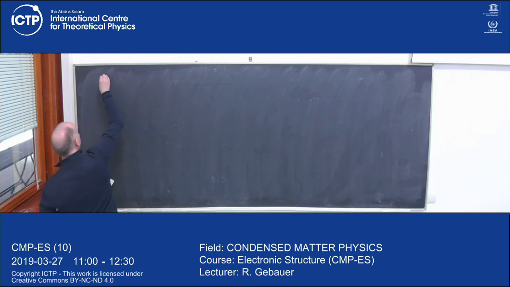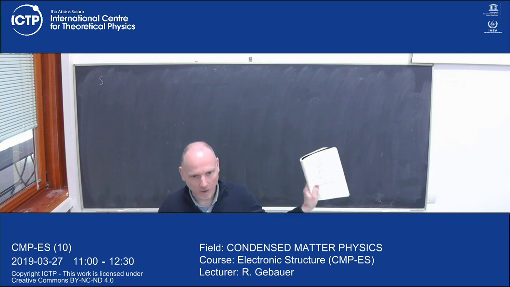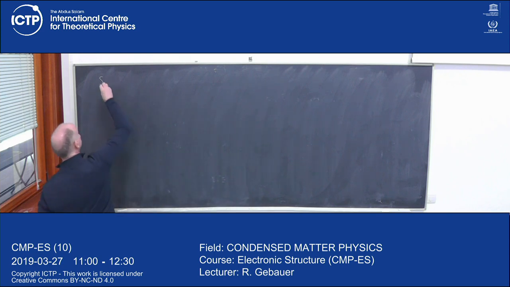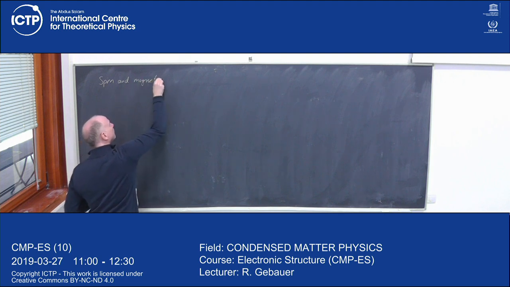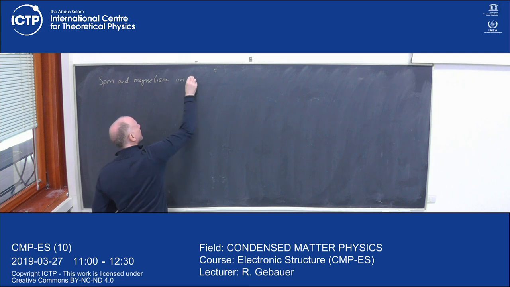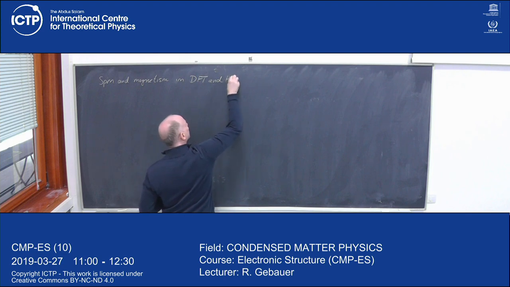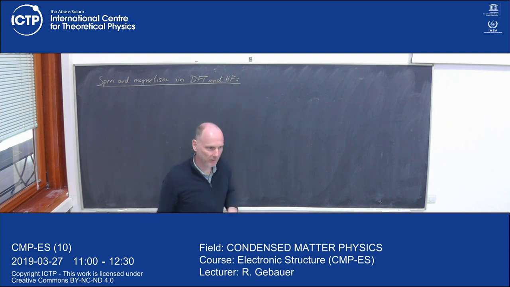Okay? So I'm doing this now because now you've seen all the basic equations, but I'm also doing it now in the context of comparing Hartree Fock and DFT, because spin and magnetism appear in a very similar way, but slightly different nevertheless in those two theories. So spin and magnetism in DFT and Hartree Fock. The ideas which we will be talking about are extremely similar.